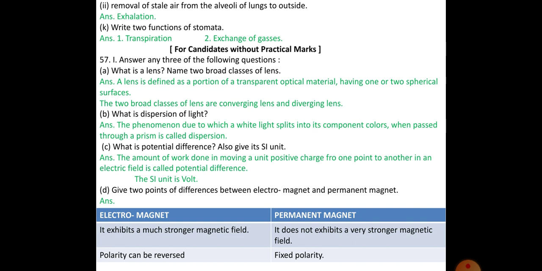Write 2 functions of stomata. Number 1, transpiration. Number 2, exchange of gases.